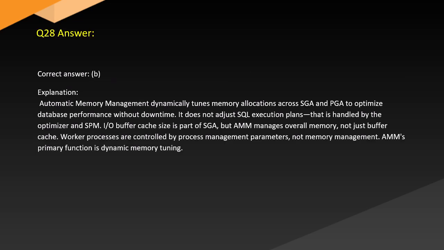Answer. Correct answer: B. Explanation. Automatic memory management dynamically tunes memory allocations across SGA and PGA to optimize database performance without downtime. It does not adjust SQL execution plans. That is handled by the optimizer and SPM. Buffer cache size is part of SGA, but AMM manages overall memory, not just buffer cache. Worker processes are controlled by process management parameters, not memory management. AMM's primary function is dynamic memory tuning.